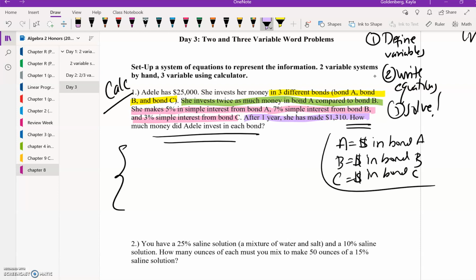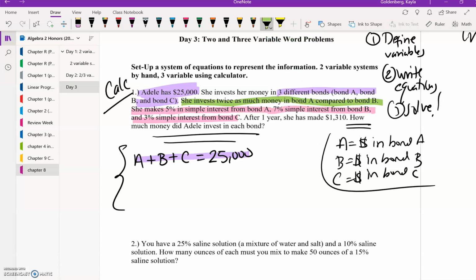So let's see. She has $25,000, right? That means she takes all of her money and splits it up into those 3 bonds. So probably the easiest one is that when you put all the money together, it should total $25,000. I'm going to highlight that as the purple information, just so you guys can see that. So that's our purple information. Okay. The next clue, I'm going to look at the green clue.